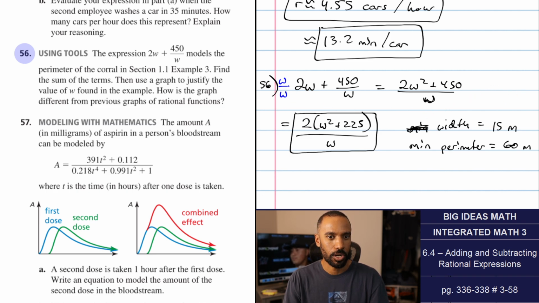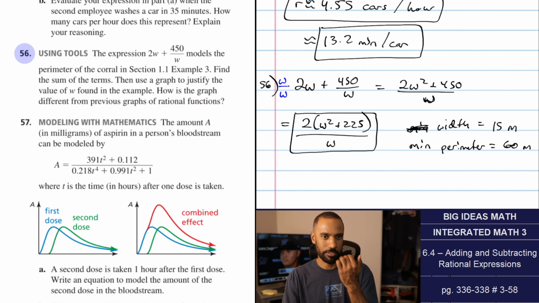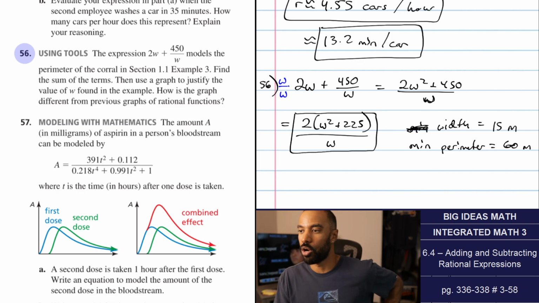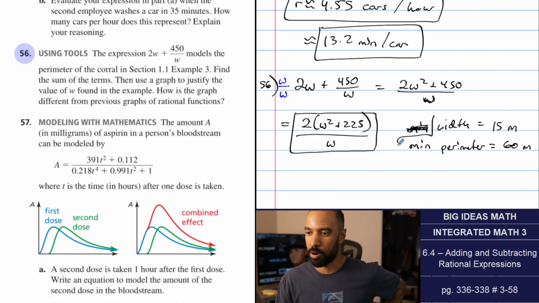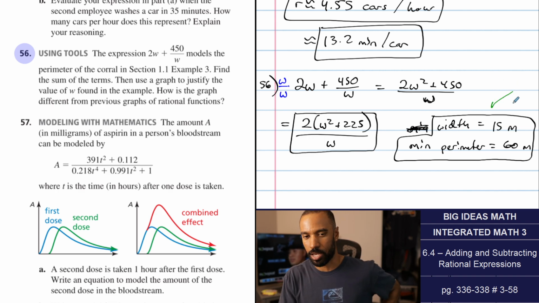So how is the graph different from previous graphs of rational functions? Oh, that's a good question. Okay, so first of all, this is a confirmed part. Now, I was going to mention this, but it didn't have to do with the problem. Now it does because they're asking us how this graph compares to different graphs. You might say, well, it's a different kind of parabola. It's not a parabola. This is a rational function. You have to remember what chapter we're in.